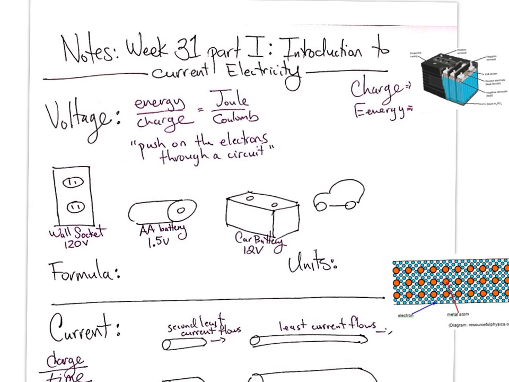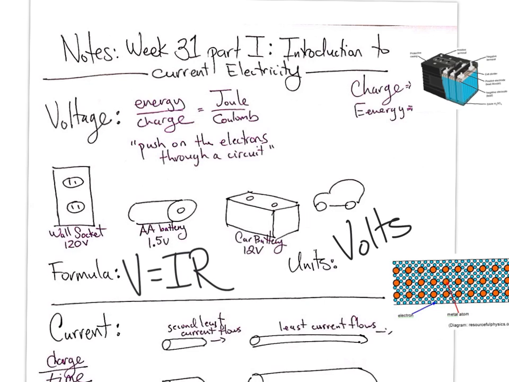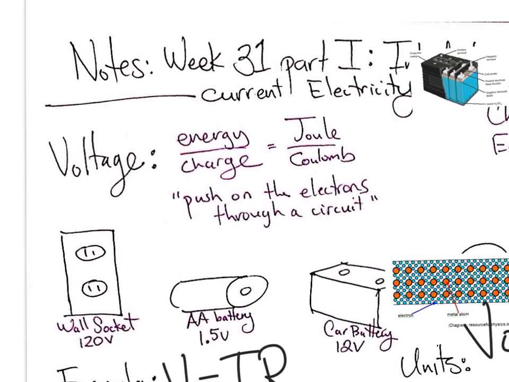So, what do we know? For voltage, we could say a formula, so this is Ohm's law, and we'll talk about this more later, but this says voltage equals current times resistance, and the units for voltage, this is easy to remember, are just volts. So, what is a volt? Well, voltage is defined as energy per charge. So 1 volt is 1 joule per coulomb.